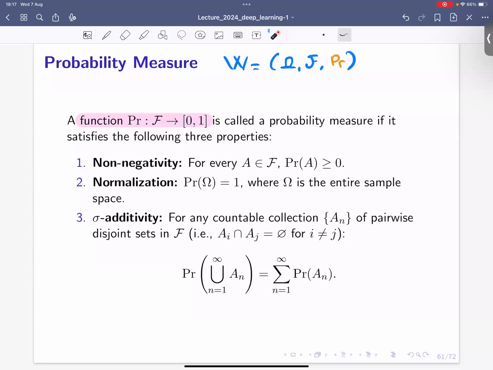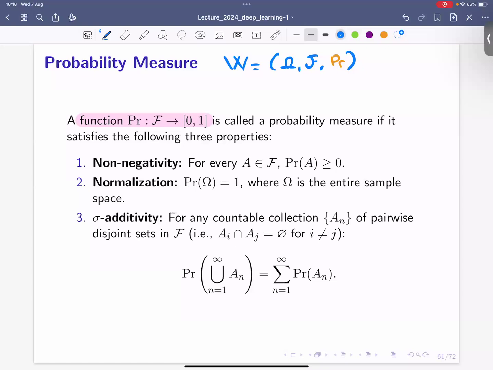And finally, there's a so-called sigma additivity property, which means that if you give me a set of events, so take, for example, n equal 2, so you have A1 and A2, and those sets are disjoint, so that means the intersection is empty if i is different from j. Then the probability of the union has to be the sum of the probabilities.